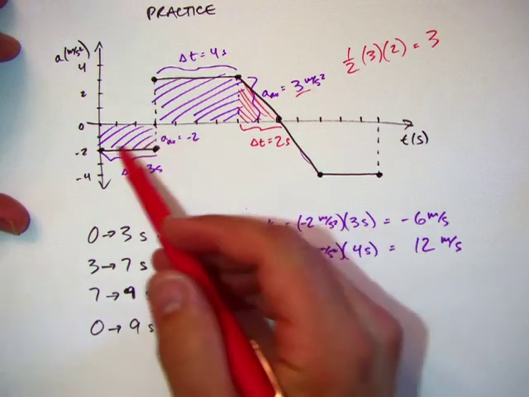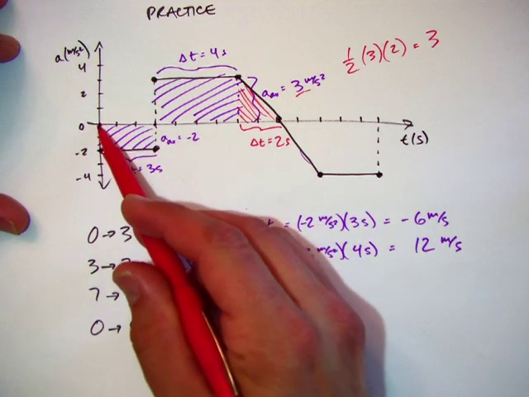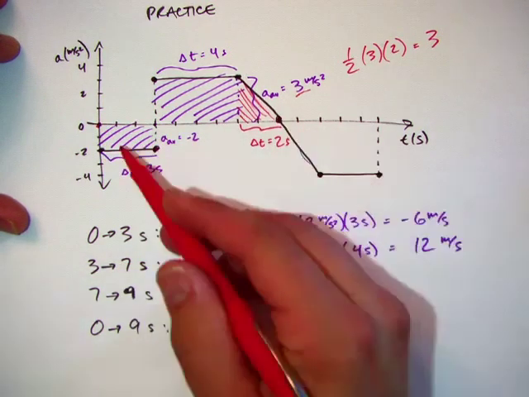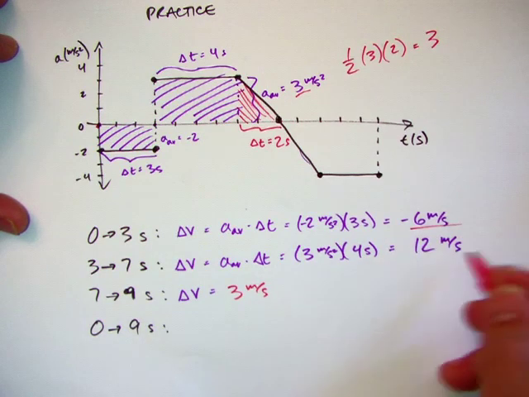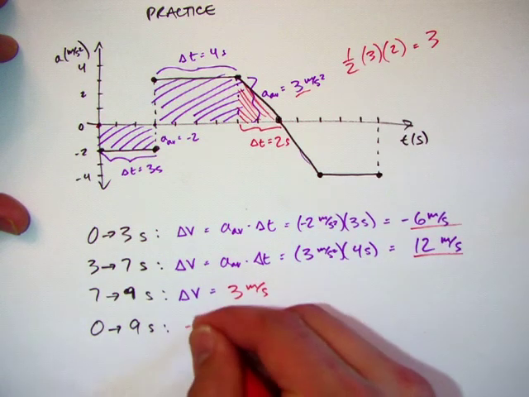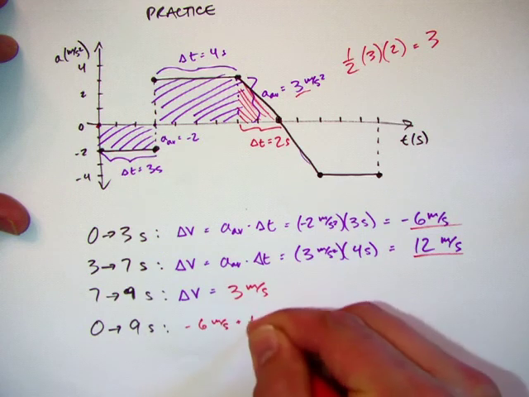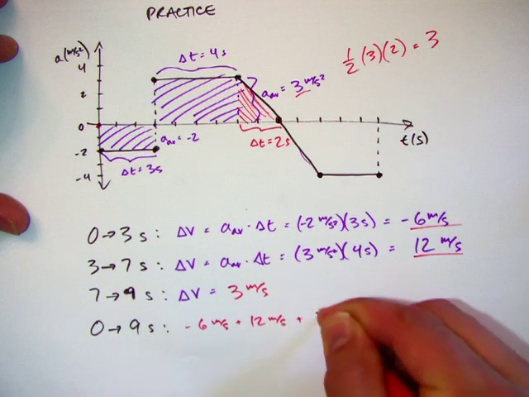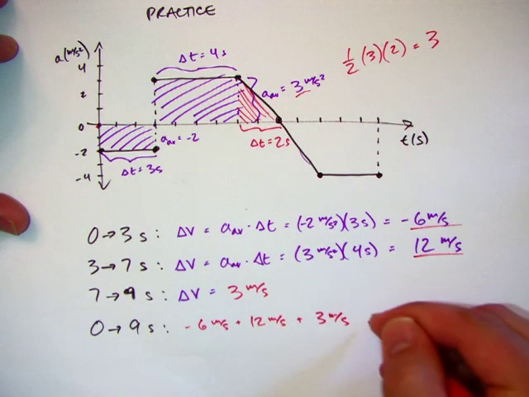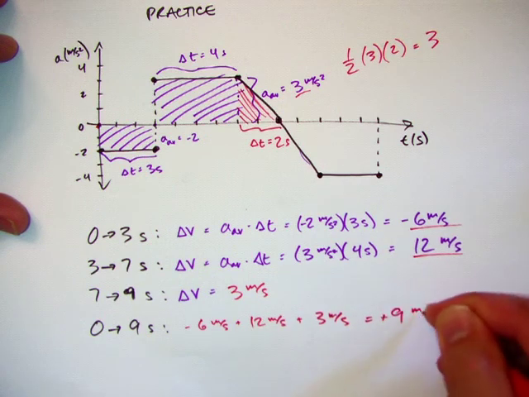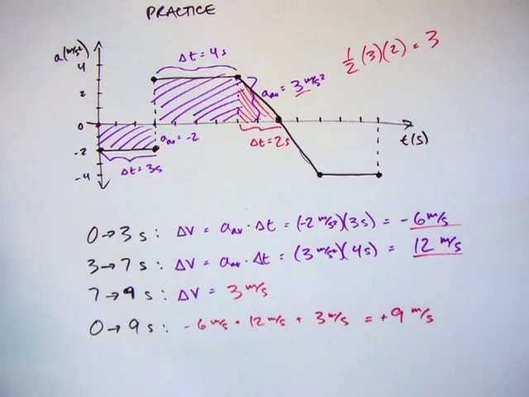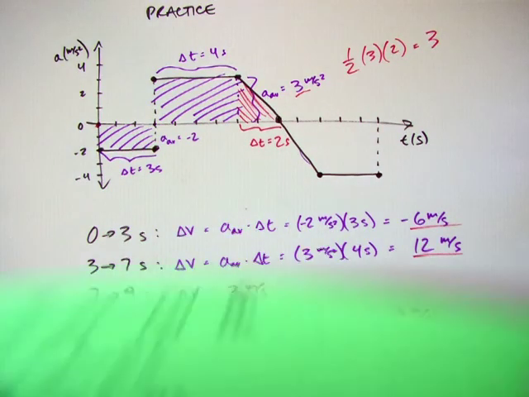So overall, by how much does my velocity change from time 0 to time 9? I sum up my different areas. So I change -6, then +12, +3, which gives me an overall change in velocity of 9 meters per second from 0 to 9 seconds.